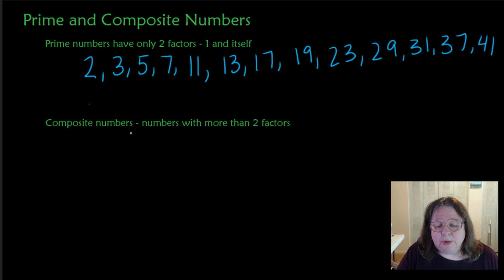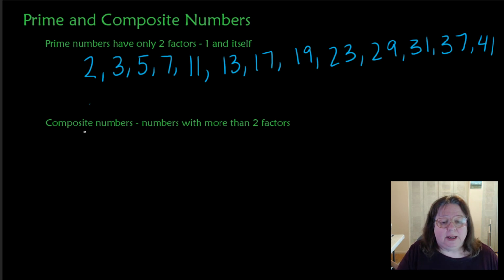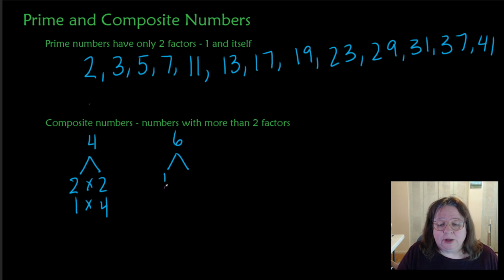If a number is not prime, it's composite. Composite numbers are numbers with more than two factors, something besides 1 and itself. An example, let's start with the smallest composite number, which is 4. 2 times 2 equals 4, and 1 times 4 equals 4. We have 1 and itself, but then we have another pair also. What about 6? I should write 1 and 6 first, and then we've got 2 and 3.